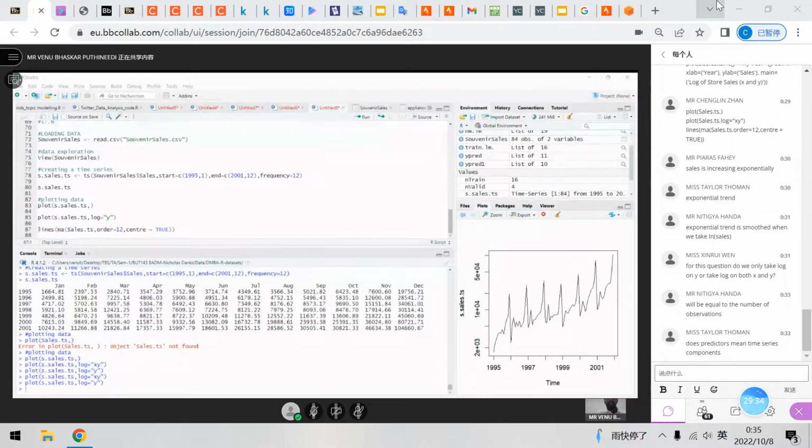Let's split the time series data. Train.ts.